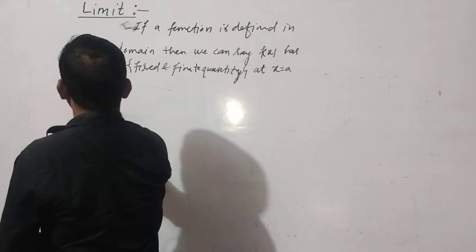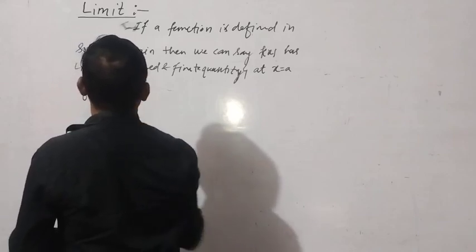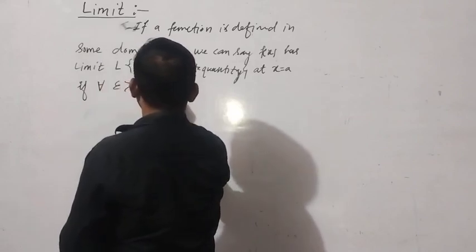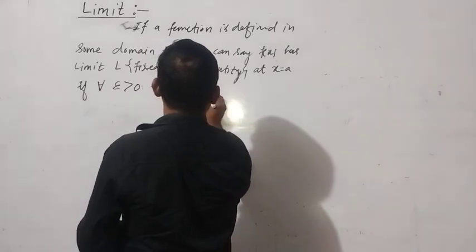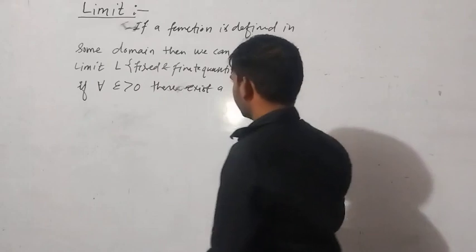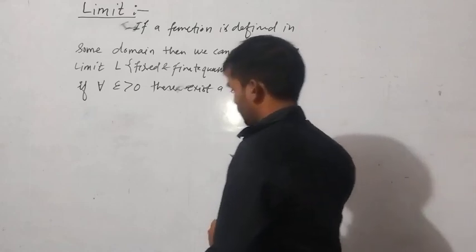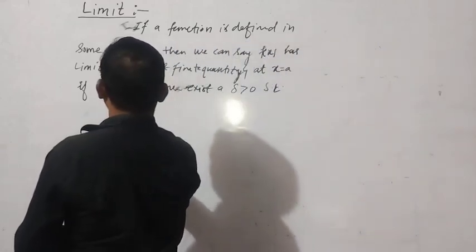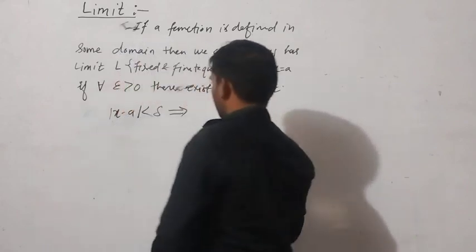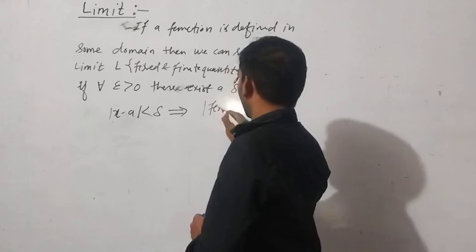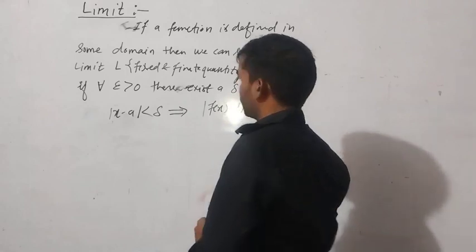If for all epsilon greater than 0, there exists a delta greater than 0 such that modulus value of x minus a less than delta implies modulus value of f of x minus L less than epsilon.